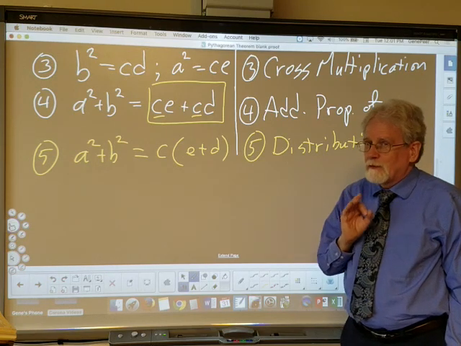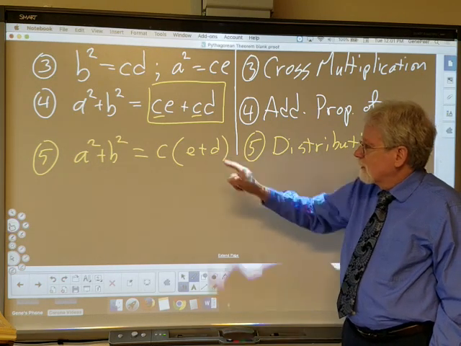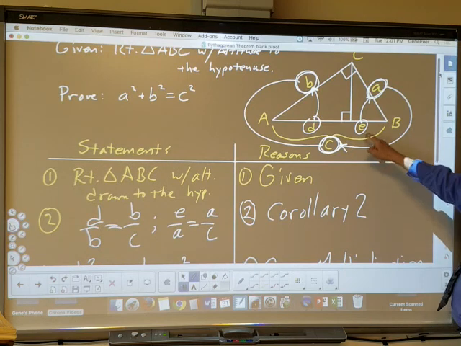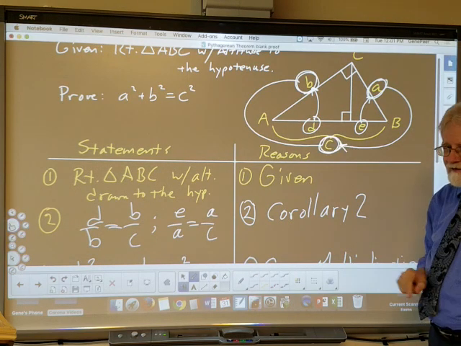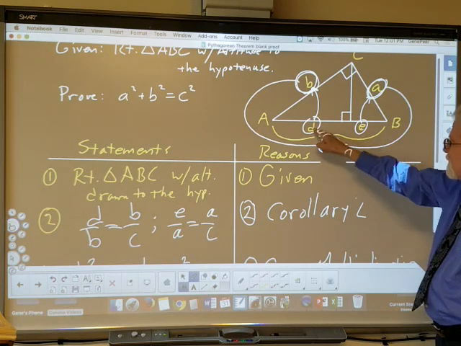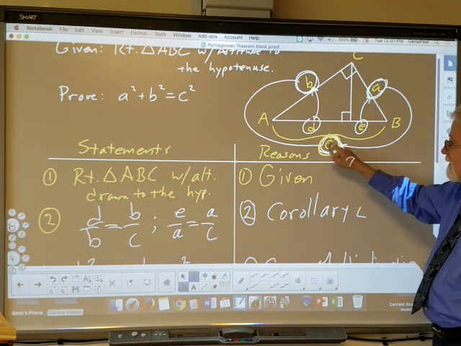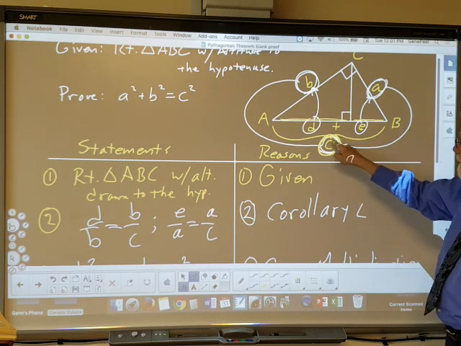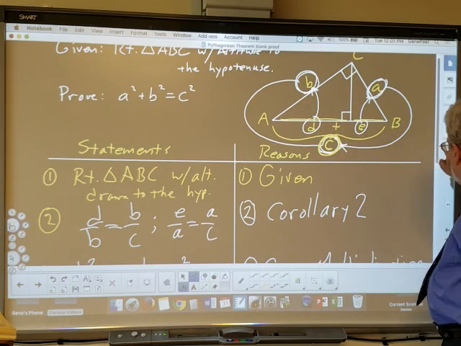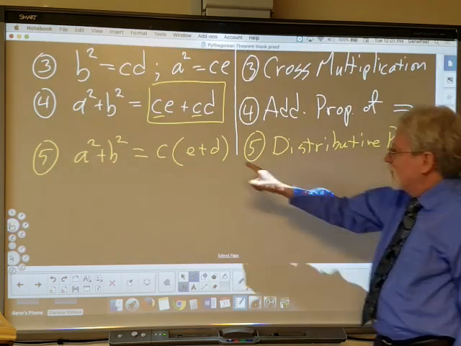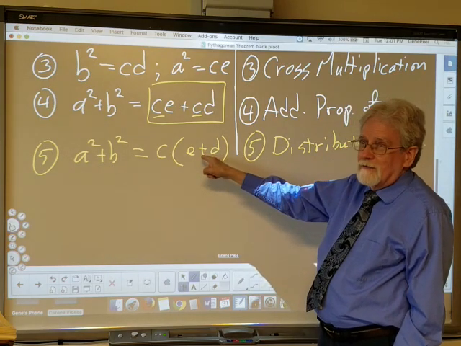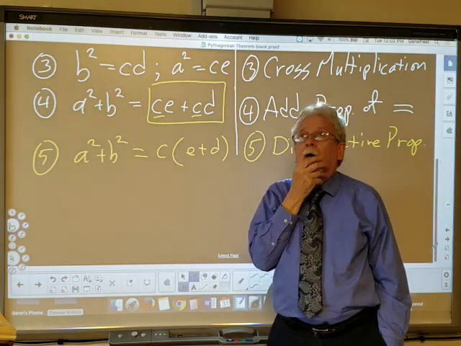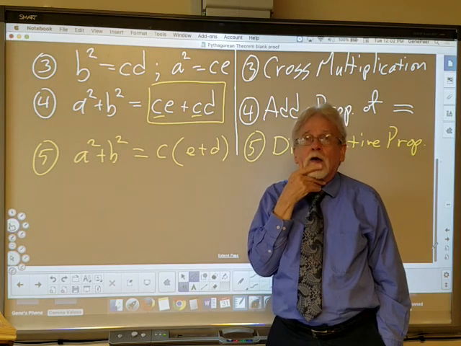Now, here's the best part of all. See that E plus D? Go back to the diagram. What is E plus D? Yes! E plus D is C, right? These guys, this piece and this piece, have to add up to the whole thing. D plus E is C. Oh, so that means I can change this into a C. So that gives me what? C times C. And what's C times C? Oh, C squared. Yes!